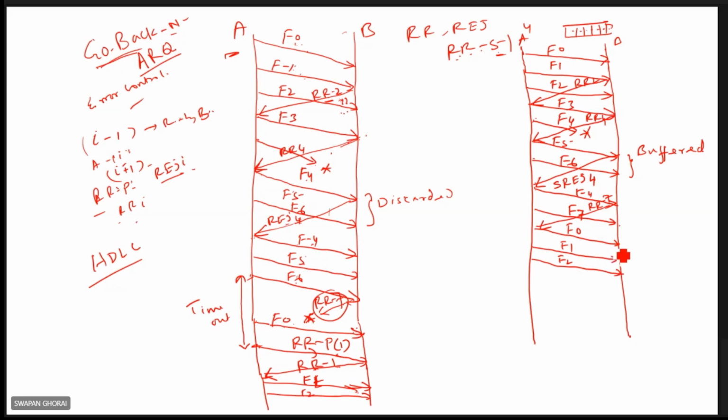Say after getting this 0, B sends the acknowledgement, that is RR1. Earlier it was RR7, let us say it is RR1. Received F0, says RR1, and that is lost. This acknowledgement is lost. One frame is lost, acknowledgement is lost. And say after 7, 0, somewhere here, after getting this acknowledgement, right?